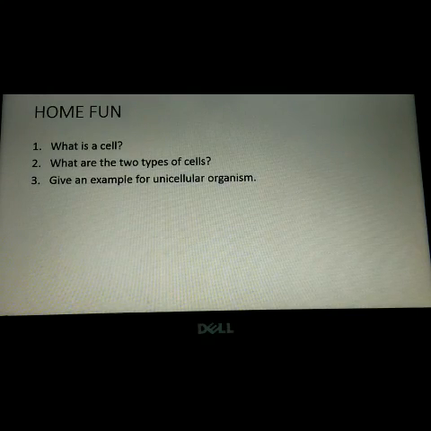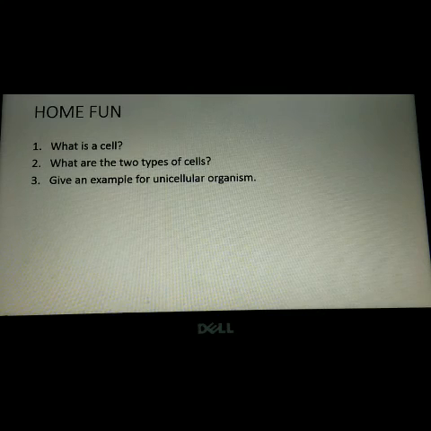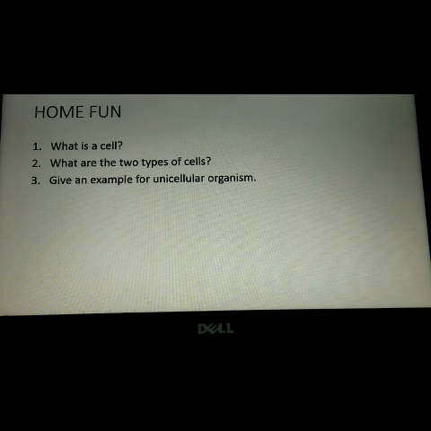So today's homework. Your first question is what is a cell? Second question, what are the two different types of cells? And your third question, give an example for unicellular organism.